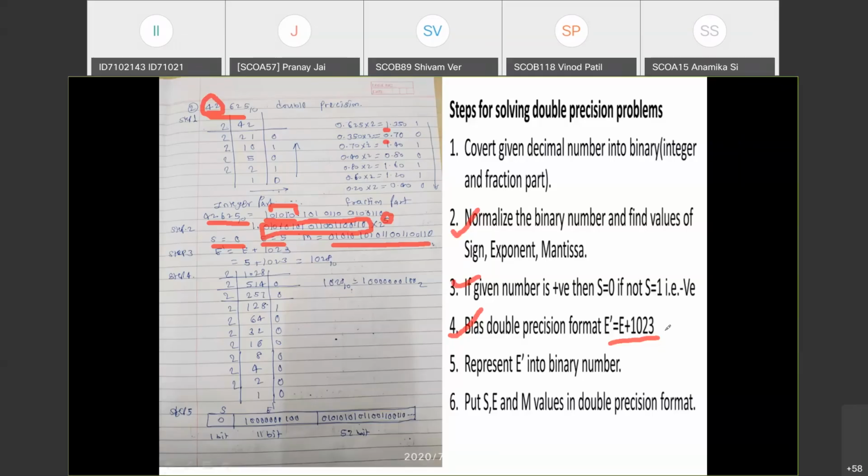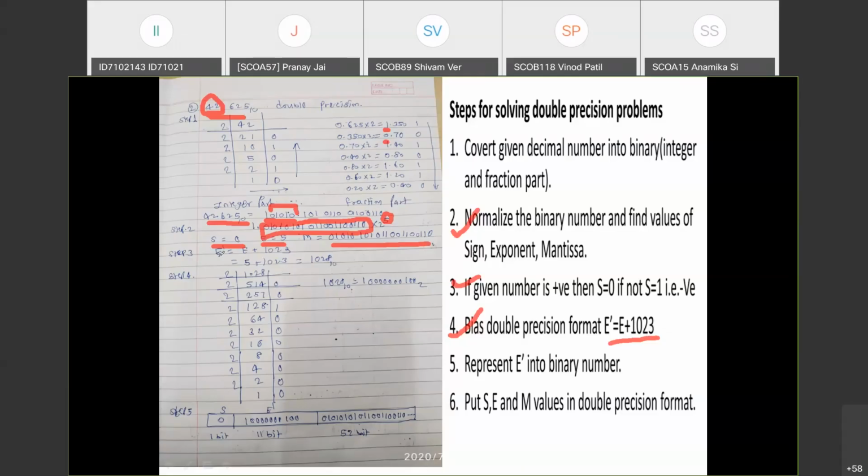What do you mean by the excess 1023 code? That is nothing but, if you have an n number, adding that particular number to the excess code value. For example, we need to find the excess code of 1023. So 1023 plus that particular number will give you the excess code of that number.